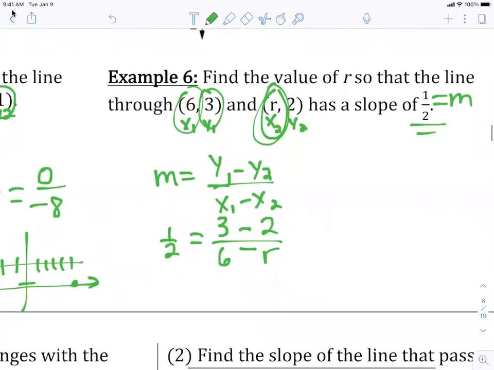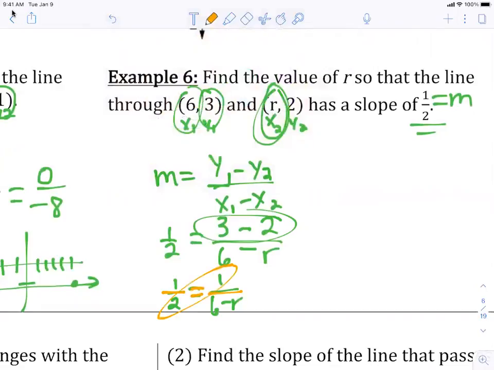Now, if we go through and simplify, we have 1 over 2 equals 3 minus 2, which ends up being 1. And on the bottom, we have 6 minus r. Now you're probably looking at this and saying, Ms. Hardy, how do we even go about solving this? And the cool thing is you guys already know how to solve a problem like this. We have a fraction equal to a fraction. How do we solve any of those problems? Well, we cross multiply. So that's what I want you guys to do right now. Pause your video and try cross multiplying here.